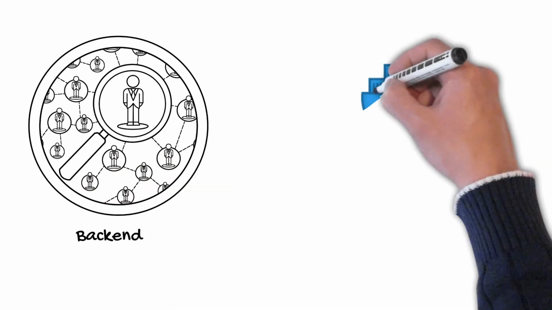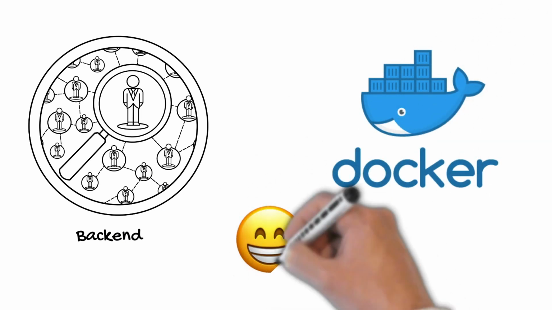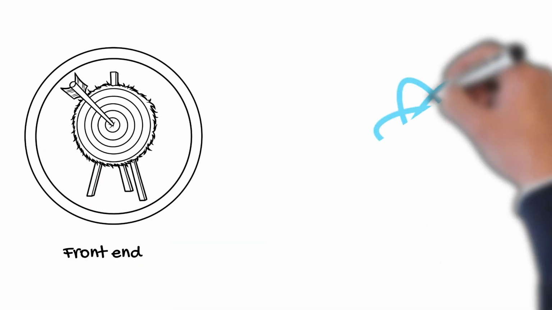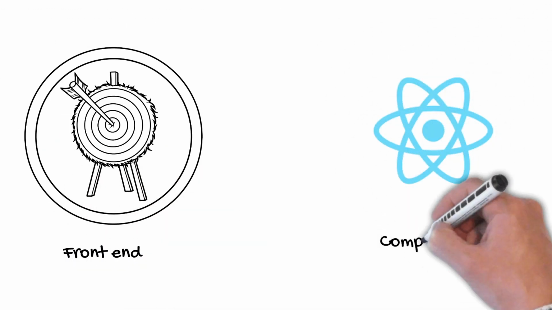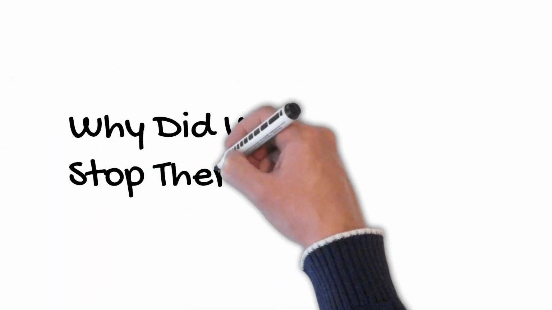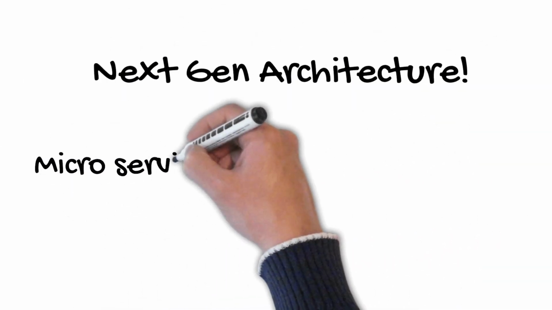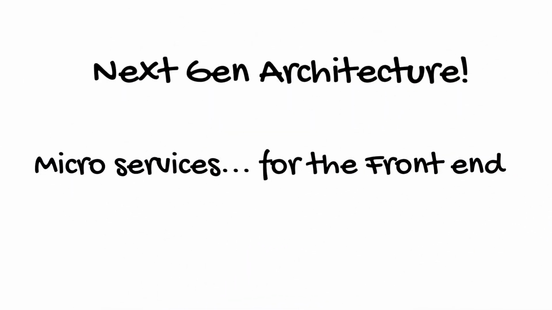The backend team got clever and they started splitting their applications into microservices. Back in the front end, we created the concept of components and added some reusability. But why did we stop there? Let's enter the next generation in front-end architecture: microservices for the front end.